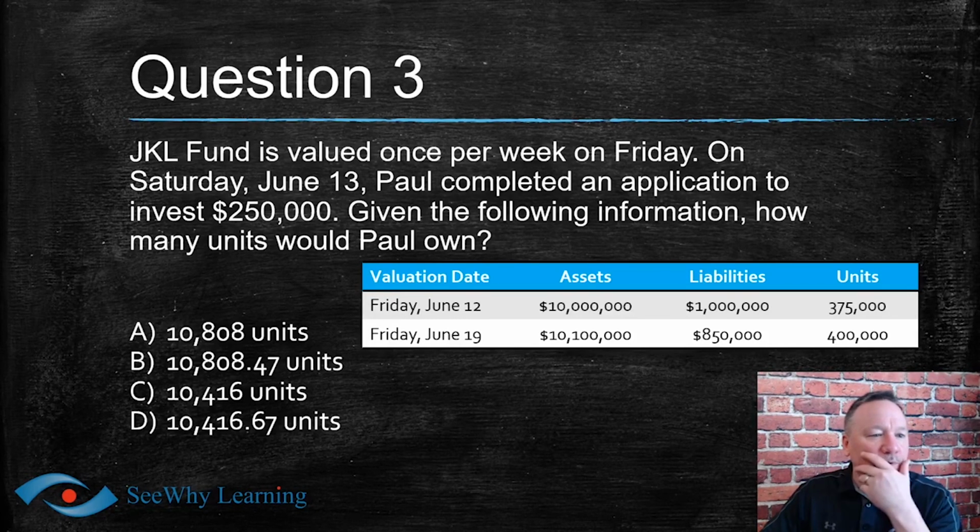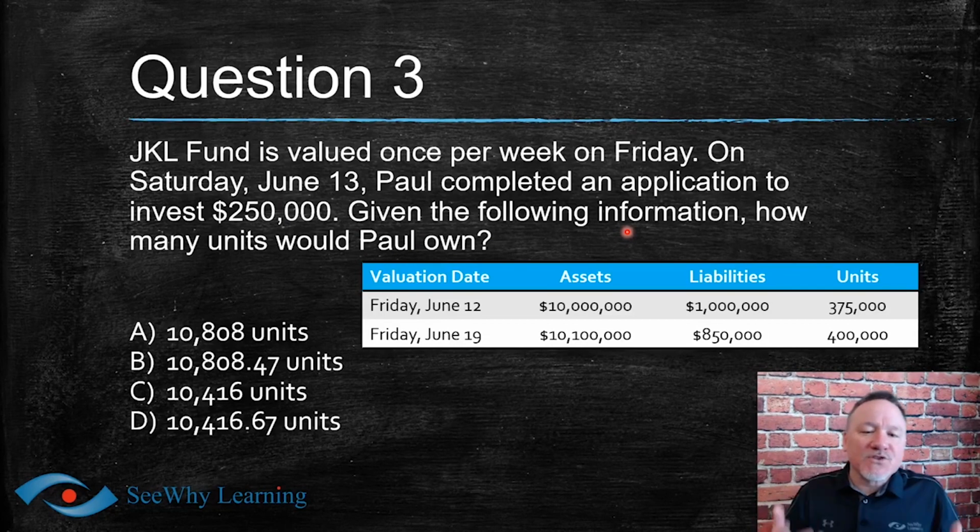Okay, and I can see we've got 2 valuation dates here. We've got the asset value of the fund on those dates, the liability value of the fund on those dates, and the amount of units outstanding for the fund on those dates as well. Given the following information, how many units would Paul own? And he's investing $250,000. Okay, guys, this is a great question as well.